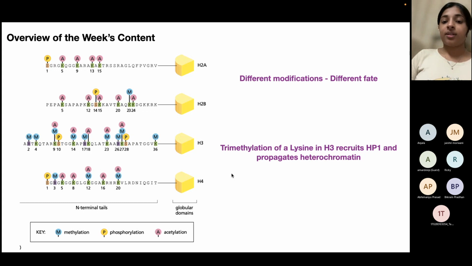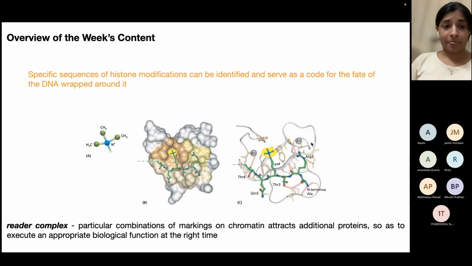So in this case, if there is a trimethylation, Me3, present on a lysine in histone 3, then it recruits this protein known as HP1 that is able to propagate heterochromatin, which means that the spilling of heterochromatin that we earlier discussed is because of this protein known as HP1 that is recruited upon trimethylation of a residue in histone 3. So how this happens is because of a set of proteins known as chromatin readers. Now there are also chromatin writers and chromatin erasers that we will talk about.